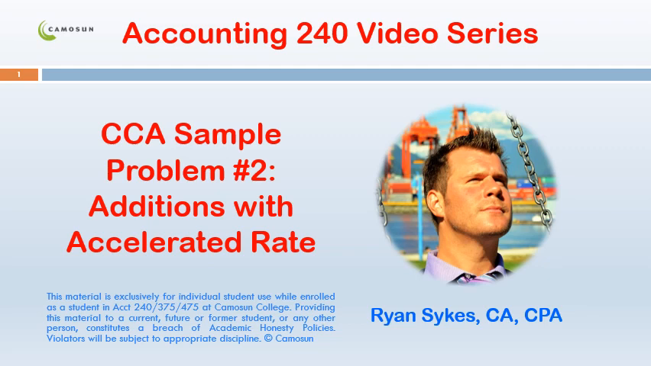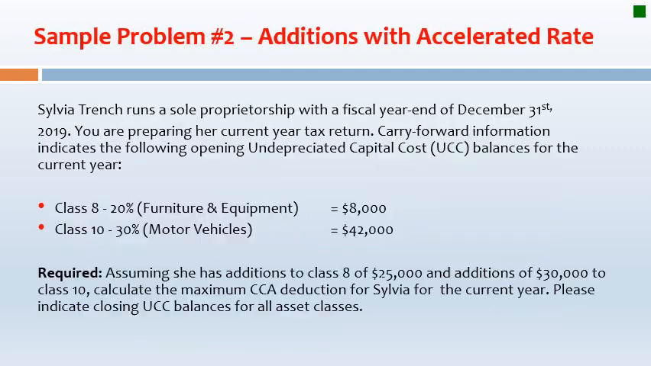In CCA sample problem number 2, we're going to take a look at additions to two different CCA pools, along with how to calculate the accelerated rate for CCA in the year of addition. Again, we have a taxpayer running a sole proprietorship with a fiscal year end of December 31st. We're preparing the tax return and we've got some carry forward information about undepreciated capital cost balances.